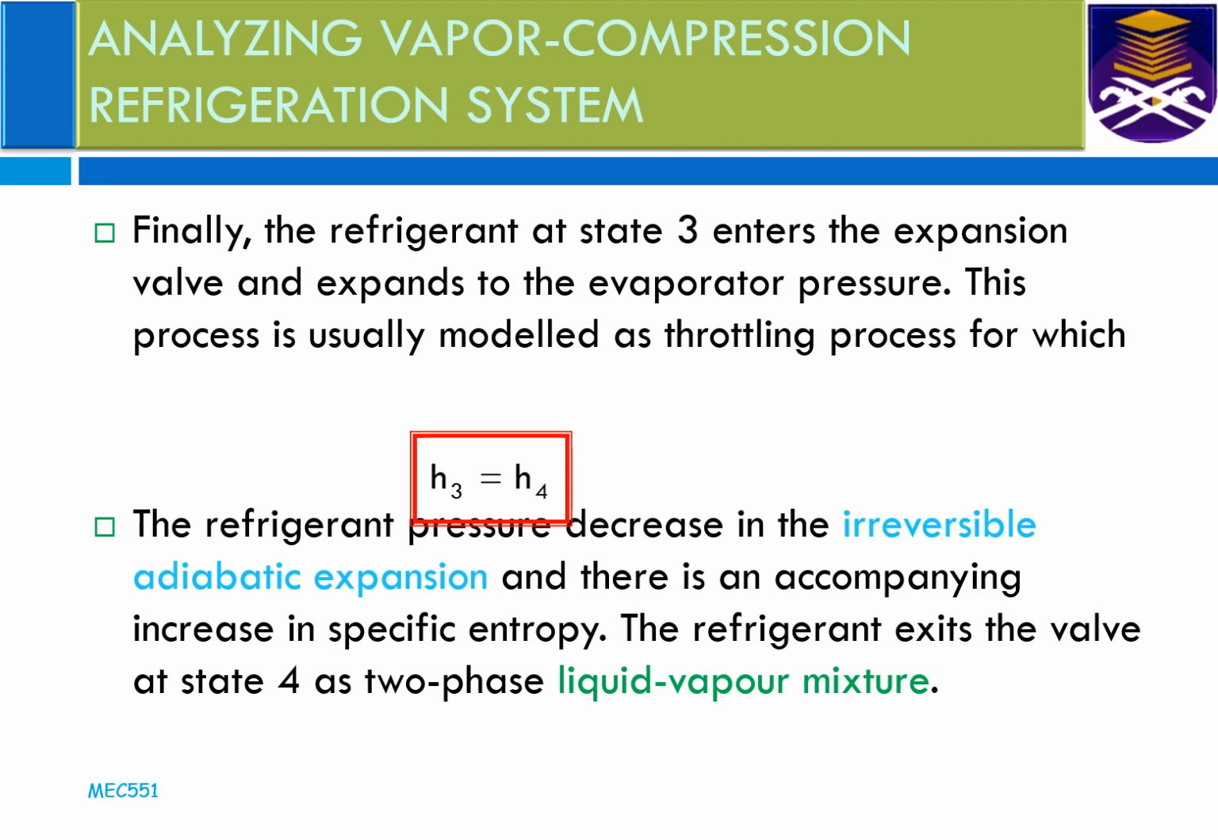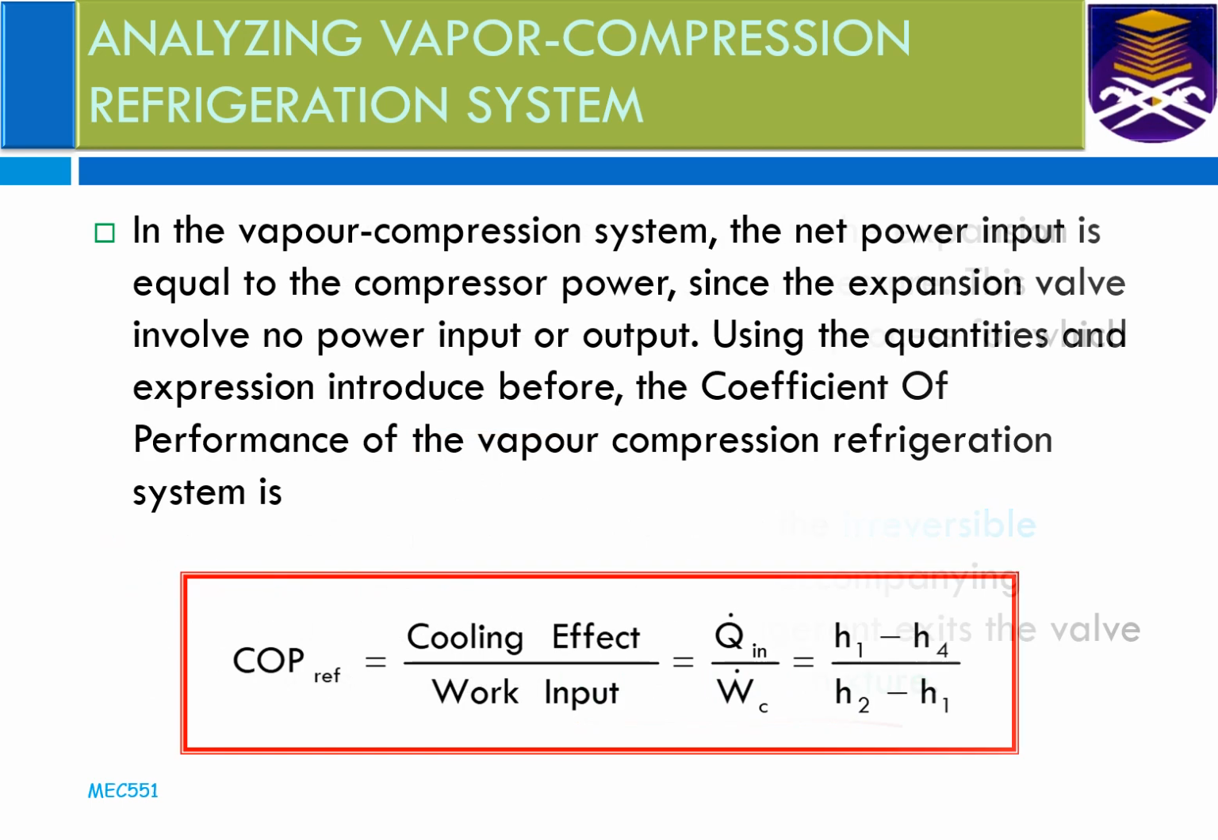And finally the refrigerant at state 3 enters the expansion valve and expands to the evaporator pressure. Usually in this process there is no power involved, thus h3 is equal to h4. The refrigerant pressure decreases in the irreversible adiabatic expansion, and there is an accompanying increase in specific entropy. The refrigerant exits the valve at state 4 as a two-phase liquid-vapor mixture.